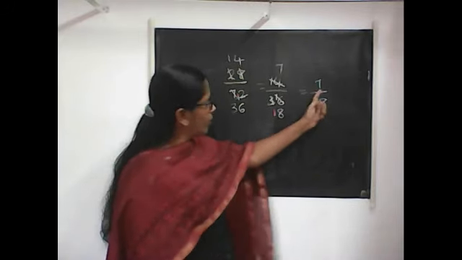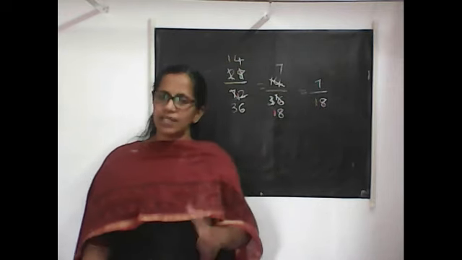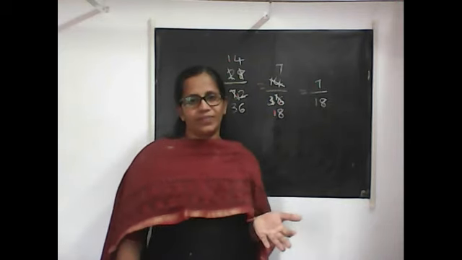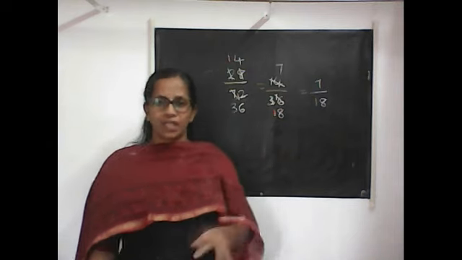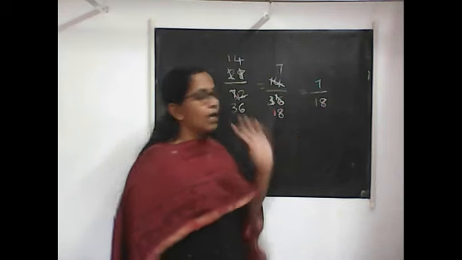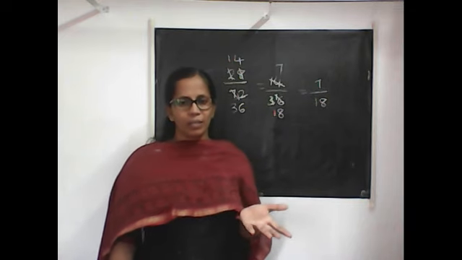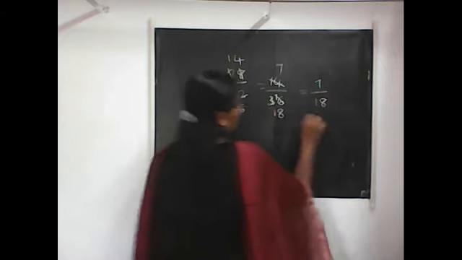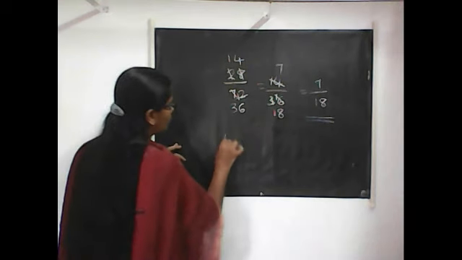Now check whether it can again be divided by a common divisor. We know that 7 can only be divided by 7. 18 cannot be divided by 7. Right? 7 is a prime number and 7 can only be divided by 7. And if you take 7, 18 cannot be divided by 7 exactly. So there is no common divisor for these numbers. So this is the lowest term of this given fraction. Underline it.